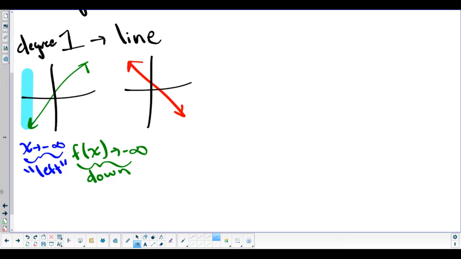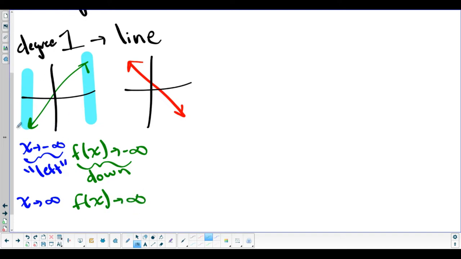Vice versa, when I look at x going to the right, as x goes to positive infinity, well, that's just the right side of my graph, right? Over here. As x goes to the right, my function, my line, is going up. So f of x is going to positive infinity. Let me write it in green so it matches. Okay. Green represents the line here, right? My function, f of x, goes to positive infinity.